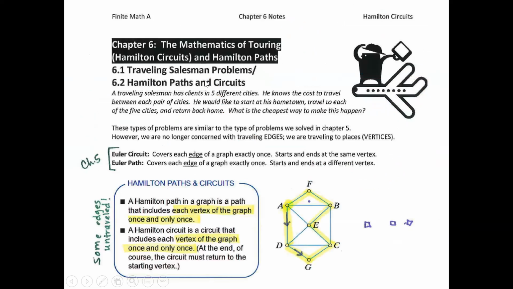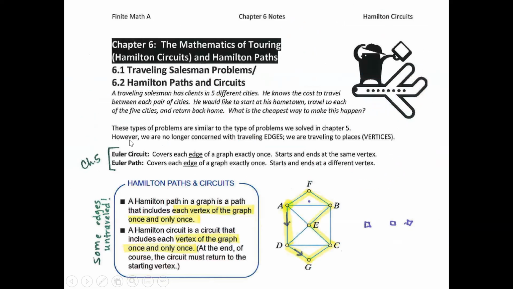So the traveling salesman's problem involves the Hamilton path and circuits. Basically, it's just a traveling salesman who has clients in 5 different cities. He knows the cost of travel between each pair of cities, and he would like to start at his hometown, travel to each of the 5 cities, and then eventually return back home, of course. So what is the cheapest way to make this happen?